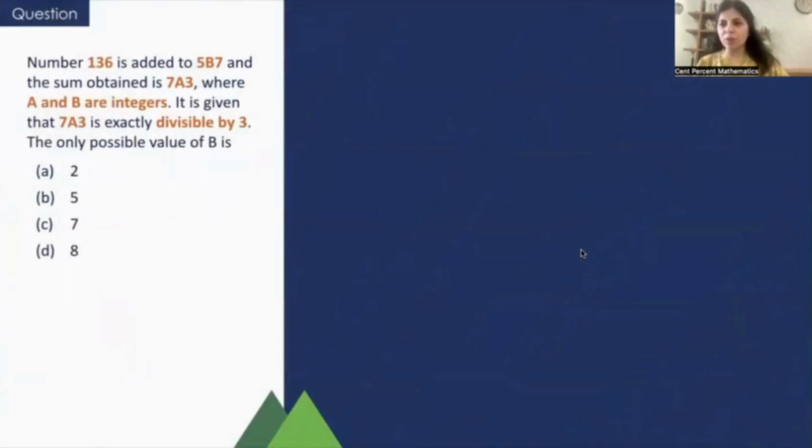The question is before you. It states that the number 136 is added to 5b7 and the sum obtained is 7a3, where a and b are integers. It is also given that 7a3 is exactly divisible by 3. Now, the possible values of b are, so these are the 4 options before you, and you have to tick the right option.